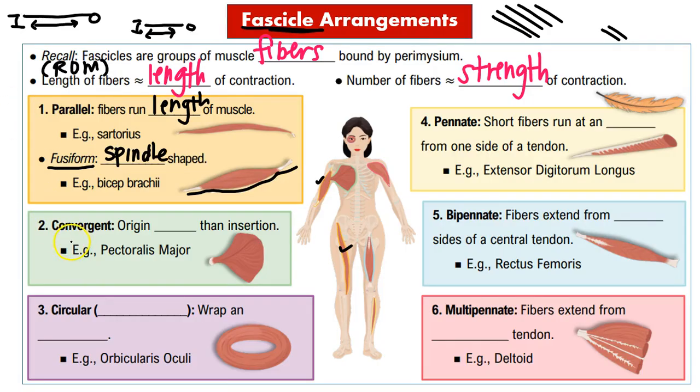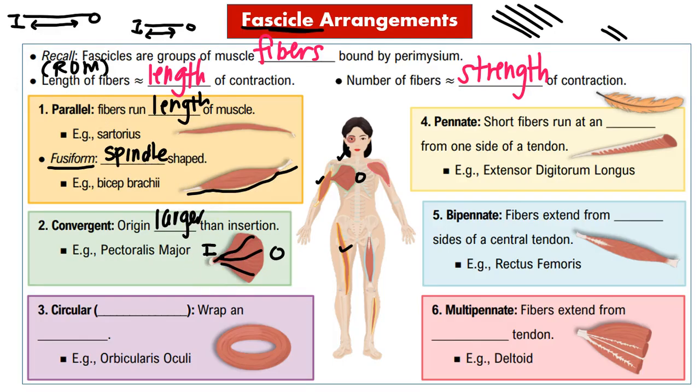Now, convergent means that you're going to have an origin that's larger than the insertion. One example is our pectoralis major muscle here. So our origin is going to be near the sternum and some of the ribs, and our insertion is going to be on the humerus, as we can see. And what do we notice? One end is very big. It takes up a lot of space here. And we have all these fibers going towards this tiny little insertion. This is our insertion area, this is our origin area. And that insertion is very small.